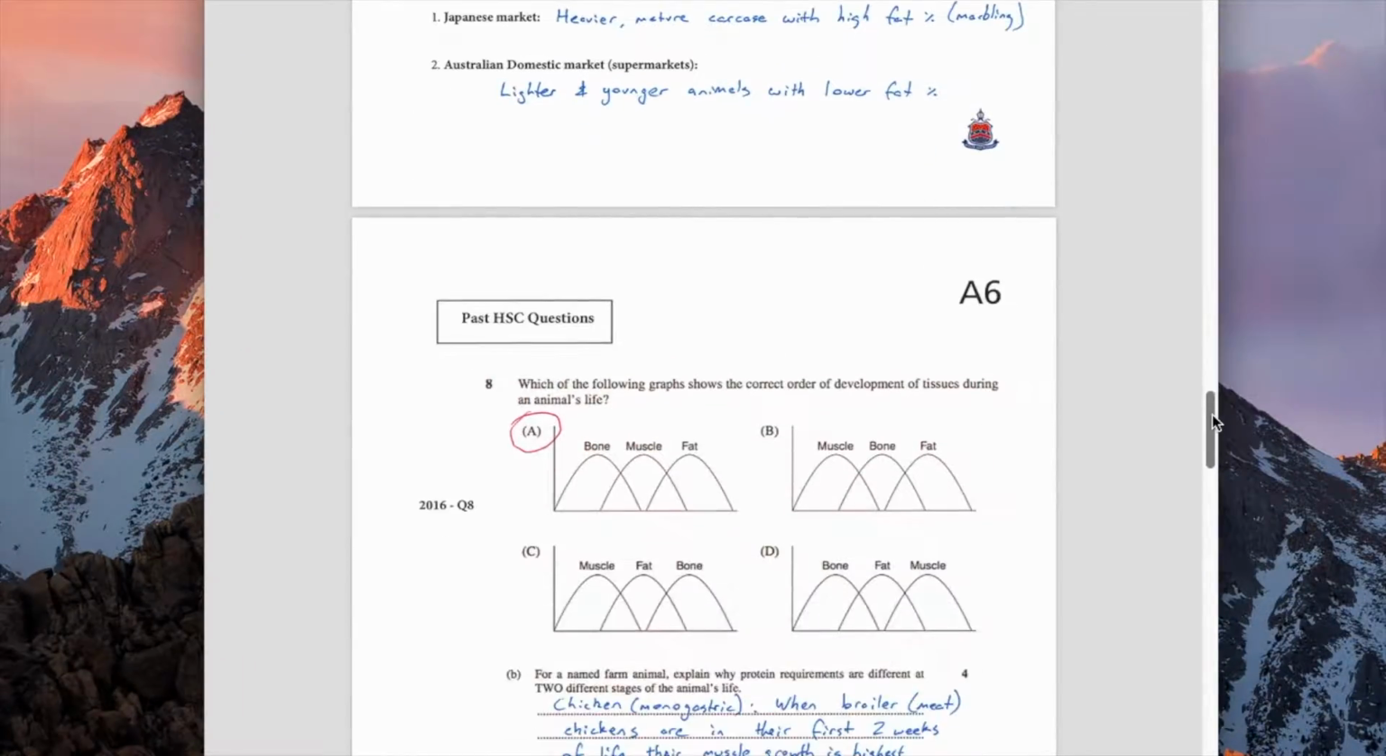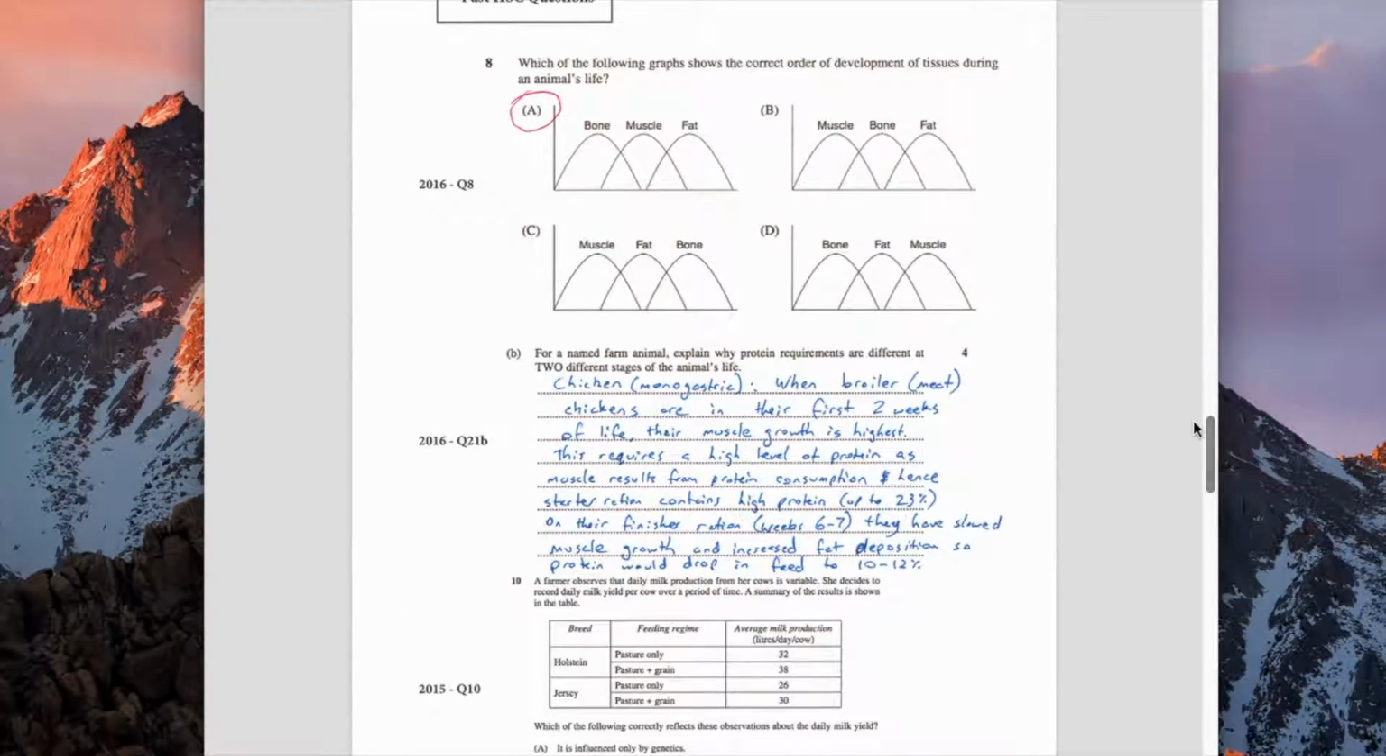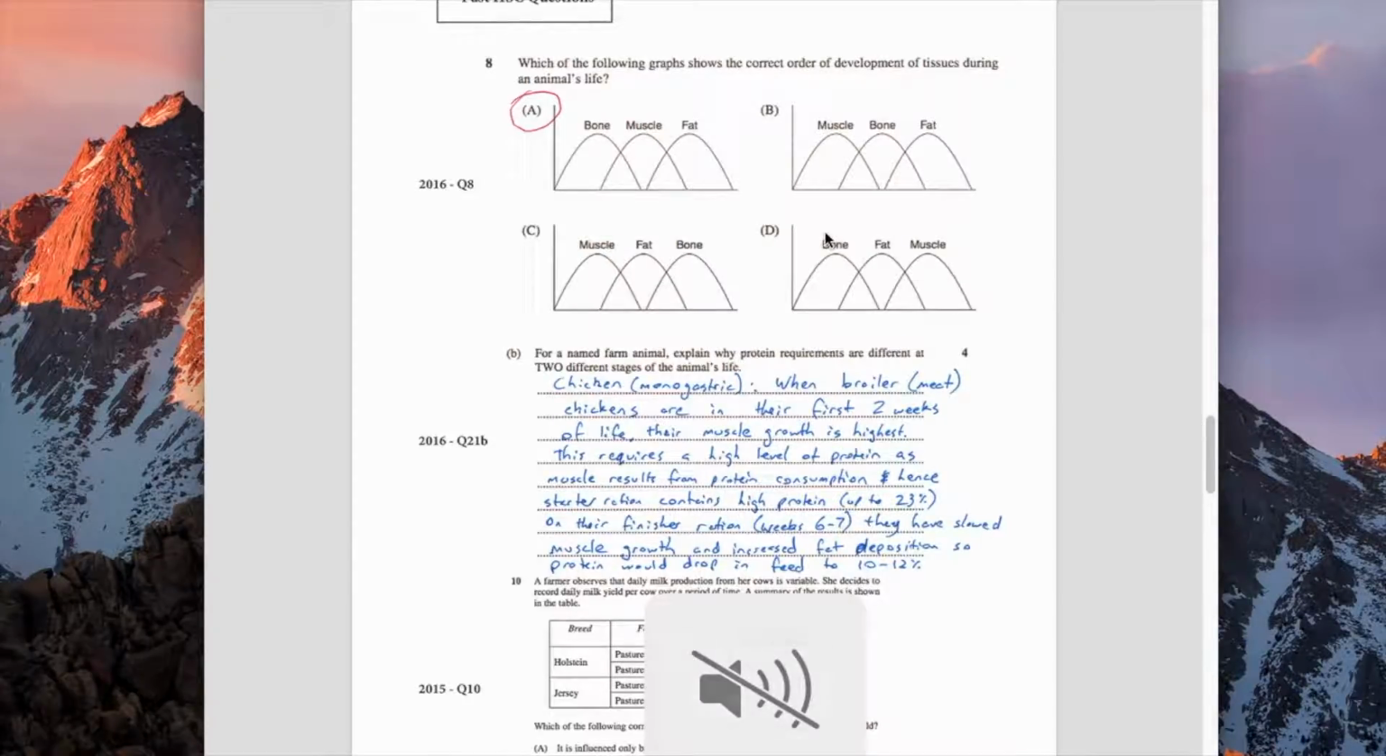Okay, so onto HSC questions. You can see here the question is, which of the following graphs show the correct order of development of tissues during an animal's life? So it's a multiple choice question. We already know that the first tissue put down is bone, and then muscle, and then fat is the last tissue to be put down. So we have 3 here in the correct order. So that is pretty easy.